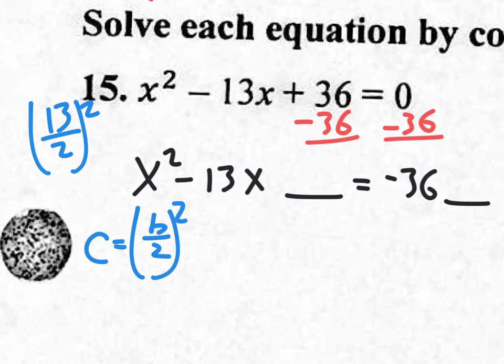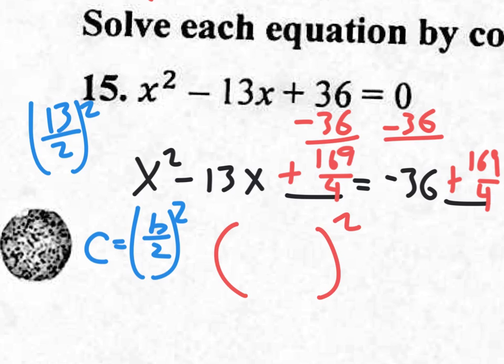So when I square 13 over 2, that's 13 over 2 times 13 over 2, which is going to be 169 over 4, right? Yes? Anybody? So we're going to have plus 169 over 4, and you're going to add 169 over 4 over here also. Now we do have a perfect square quadratic trinomial on this side, and we will be able to rewrite it as a binomial squared equaling negative 36 plus 169 over 4. This is ugly.